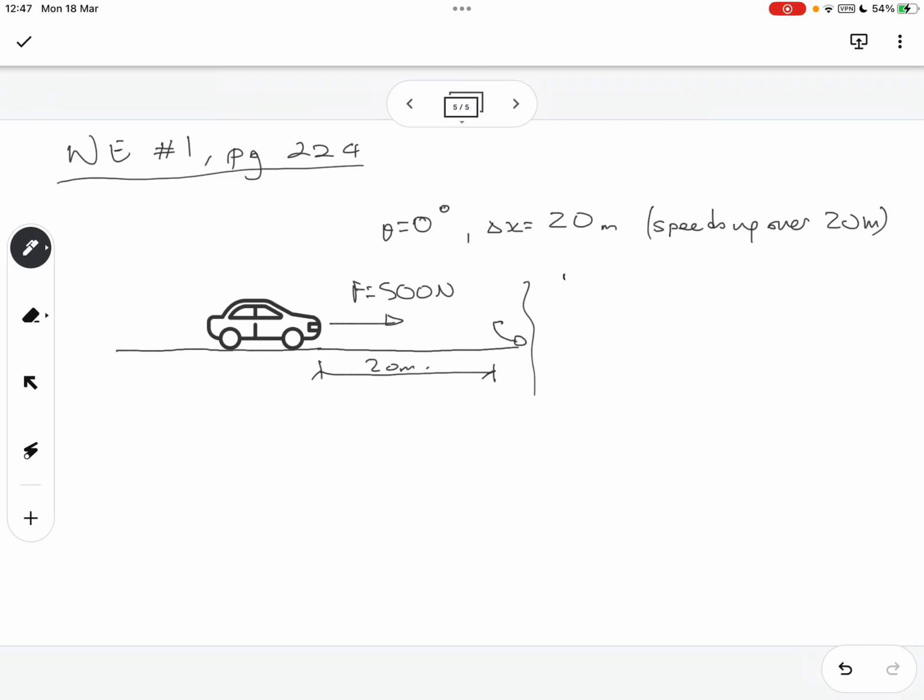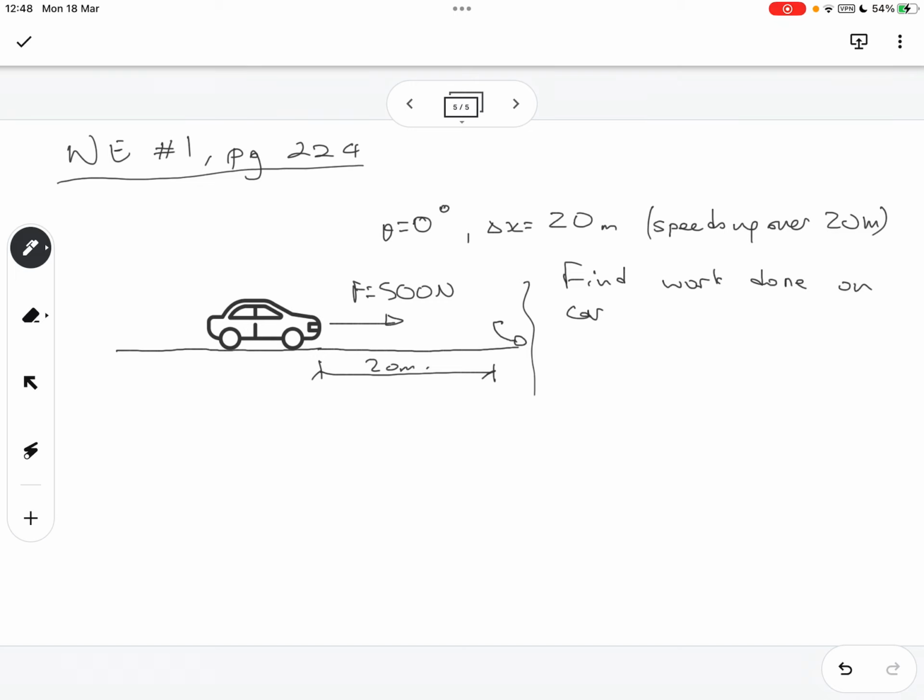Alright. Now we must find the work done on the car. So we must find how much work the accelerator, the engine, is putting on the car. How much energy is required for this car to move faster, to speed up? How much energy might mean something else.